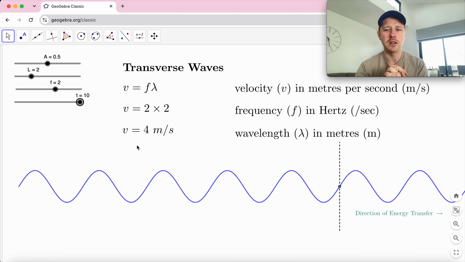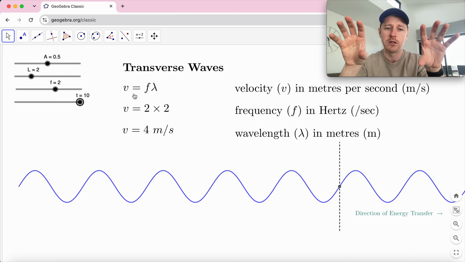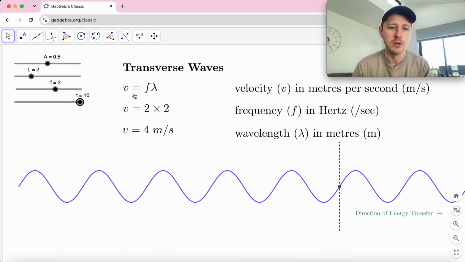I encourage you to get out a pen and paper and rearrange this formula, because sometimes you'll be asked to find the frequency when you're given the velocity and the wavelength. You need to be able to rearrange that formula to find the relevant quantity. Alternatively, just write it out as normal, substitute in the values, and then do divisions and work out what exactly the unknown quantity is. Hopefully that makes a bit of sense.